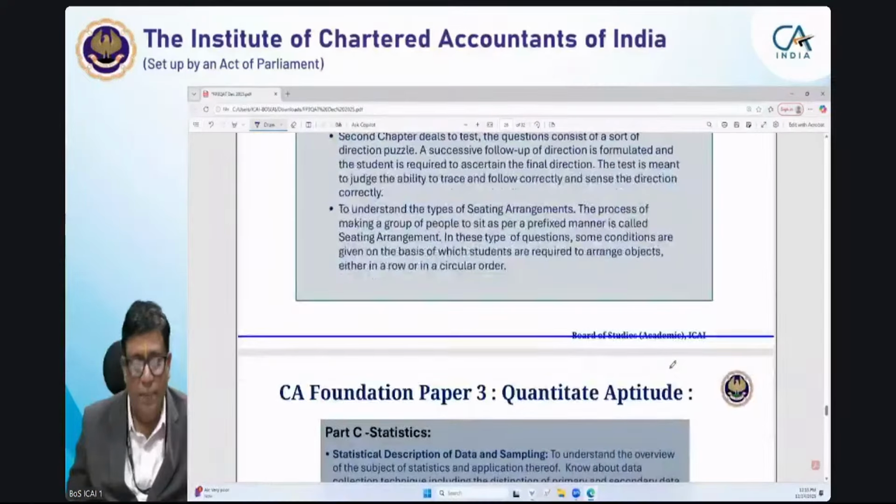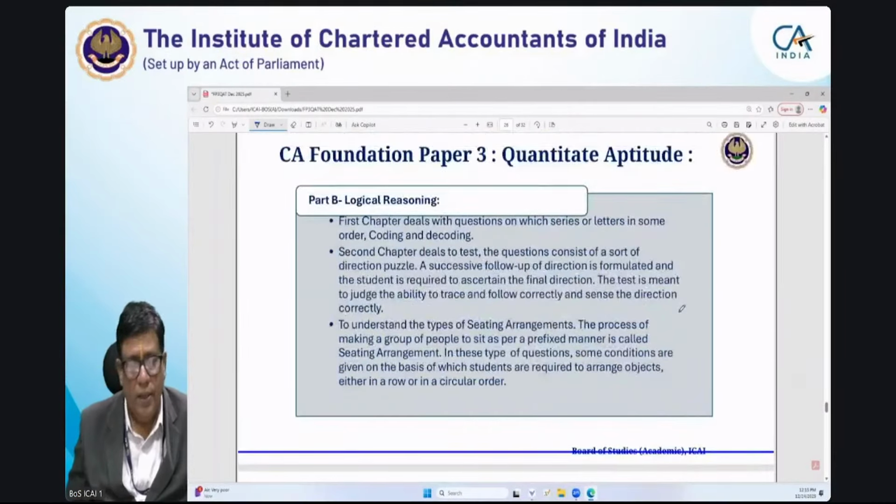And next one is seating arrangement, the process of making a group of people sit in a proper fixed manner. Actually, certain conditions are given. Suppose 5 persons or 6 or 7, or a maximum of 9 persons, and whether they sit in a circle, in a straight line, in opposite directions, clockwise or anti-clockwise, that you have to understand. There you also have to see the degrees: if it is a straight line, 180 degrees, and if it covers the circle, a total of 360 degrees.